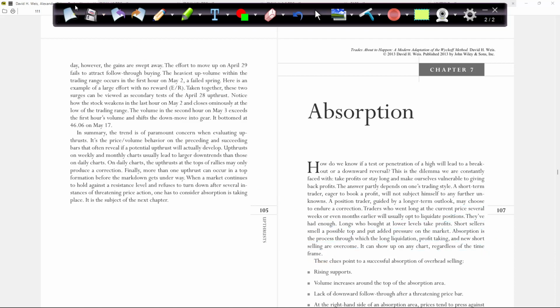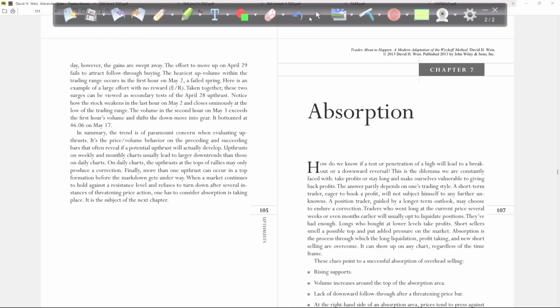Okay, so what is absorption here? Absorption is the process through which the long liquidation, profit taking, and new short selling are overcome. It can show up on any chart regardless of the time frame. Okay.